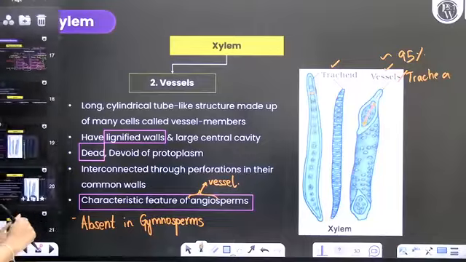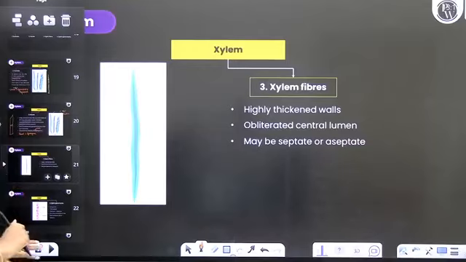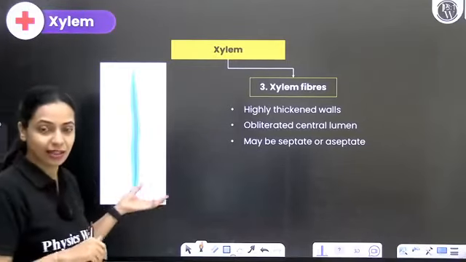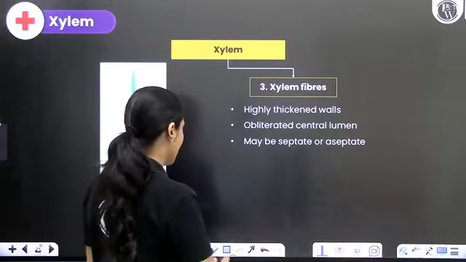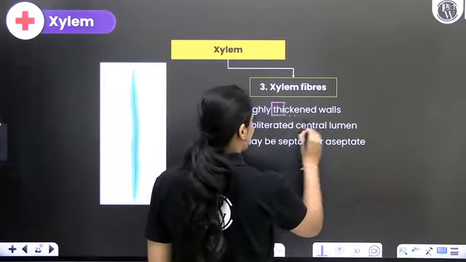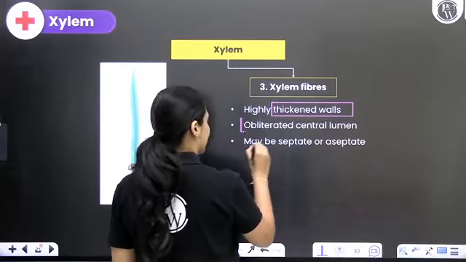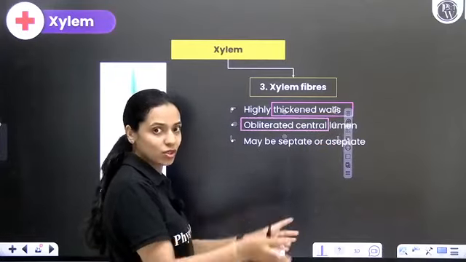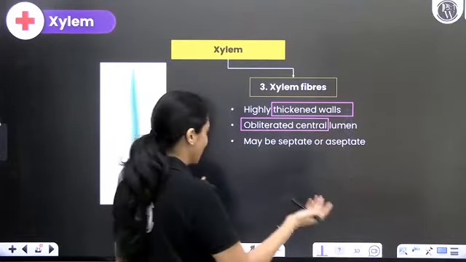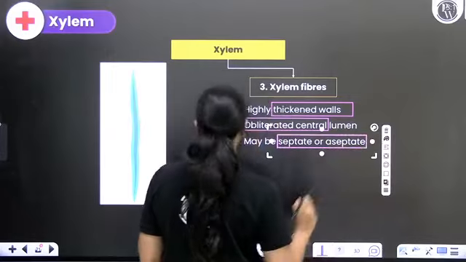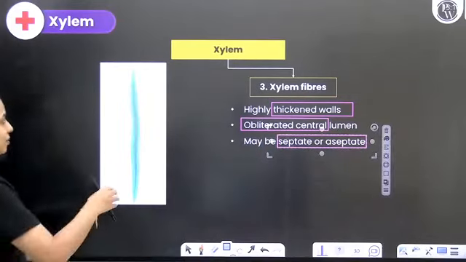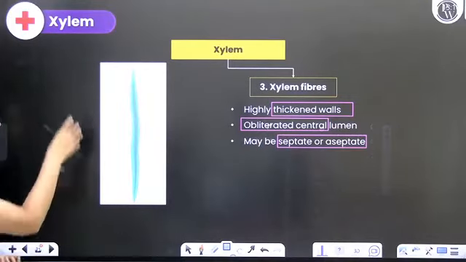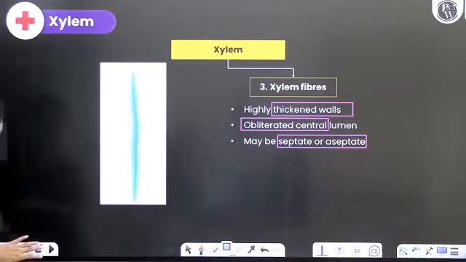Now talking about xylem fibers, we spoke about sclerenchyma fibers. These are the same thing. They have very thick walls. They have a central lumen that is obliterated, that is, the wall is so thick that the lumen is almost non-existent, and it may or may not have septa. Okay, fibers, they are arranged one on top of another within the xylem.